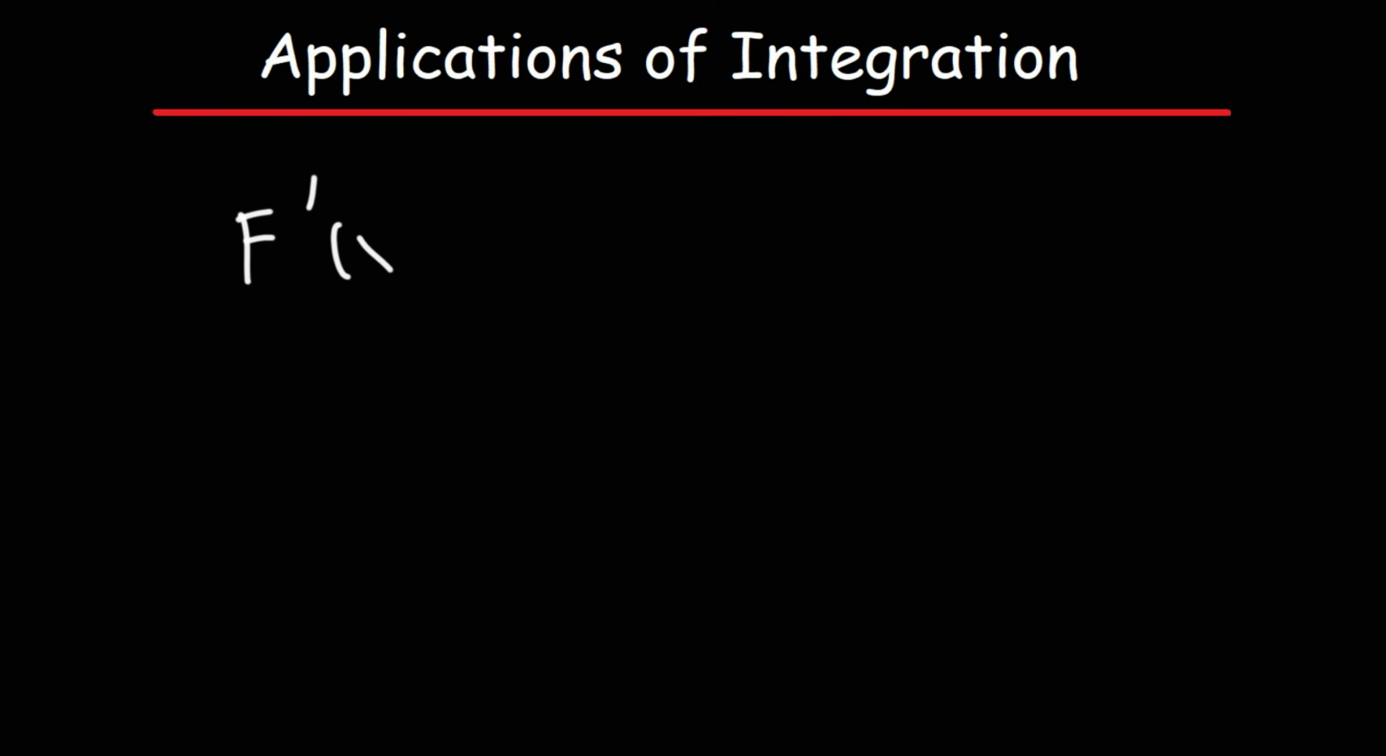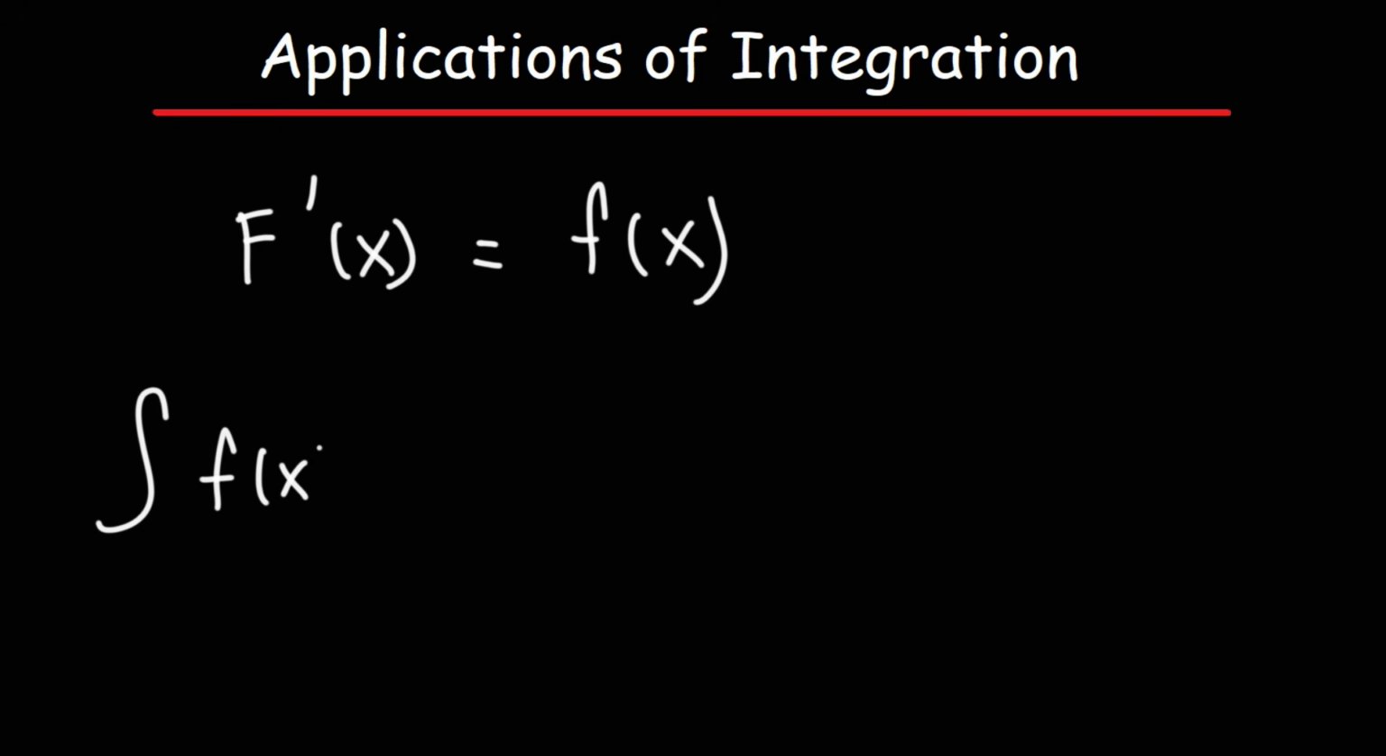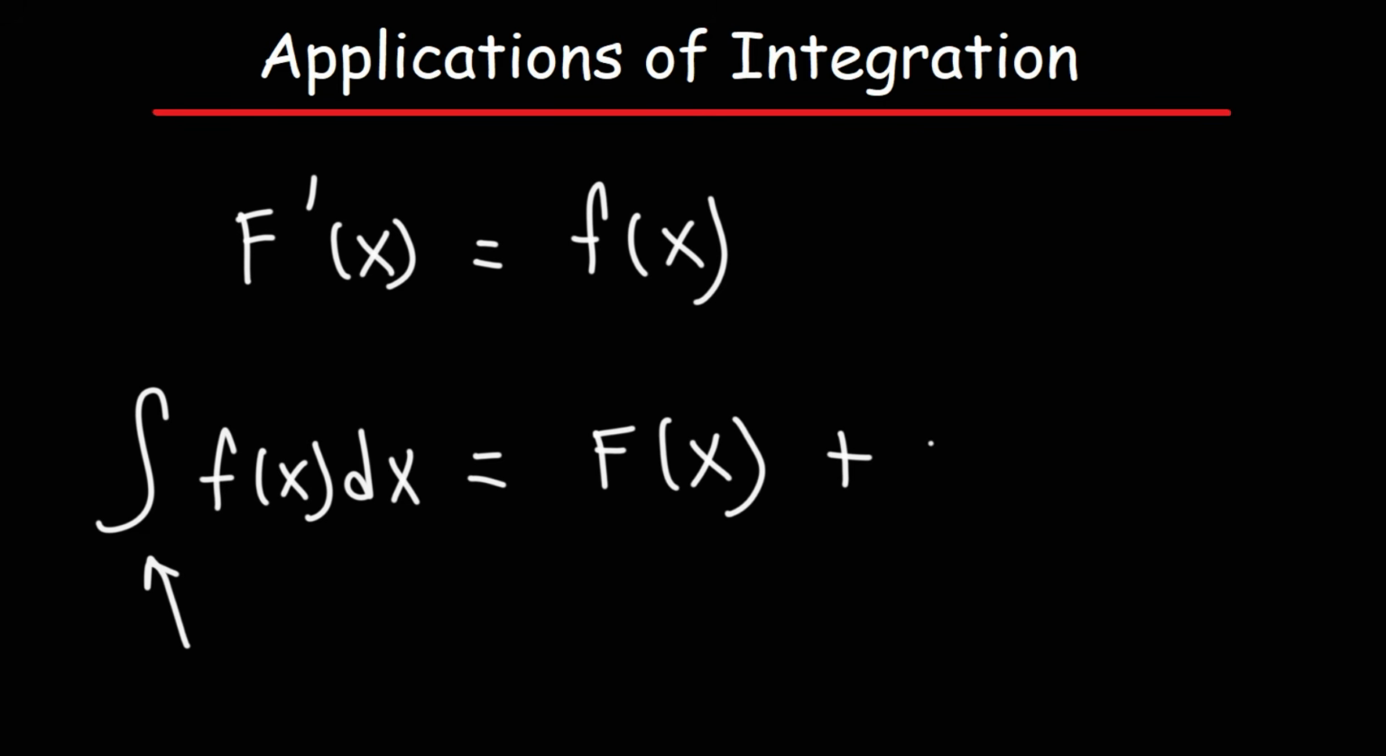The derivative of capital F is the same as lowercase f. The antiderivative of lowercase f is going to be capital F. So this symbol represents the integral sign. So this is the indefinite integral of f of x, and that's going to give us the antiderivative of lowercase f, which is capital F. And of course, we need to add the constant of integration, c.